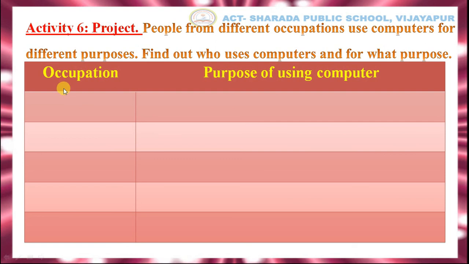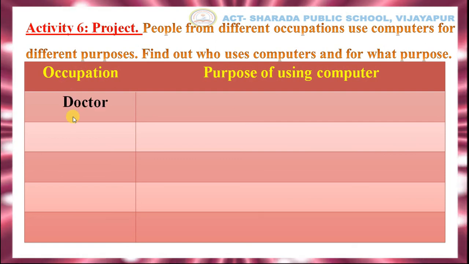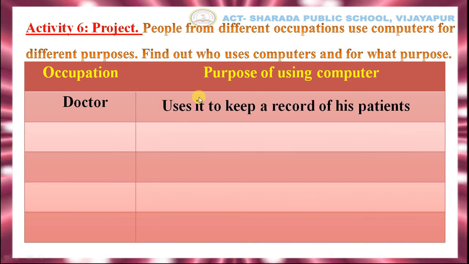For example, first one is doctor. Now, tell me what purpose doctor uses computer? Yes, doctor uses it to keep a record of his patients. Similarly, identify the remaining uses of computers and for what purpose it is used and complete the table.